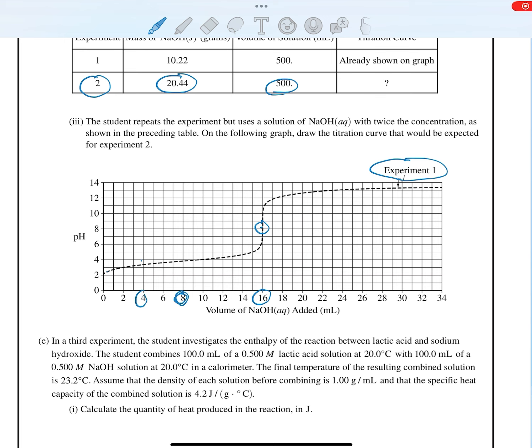So my graph will look similar, but it'll look something like this. At the new equivalence point, this will shoot up, and then the rest will look the same when the base is in excess. The answer key online looks better, but this will hopefully give you an idea of the logic of the answer.